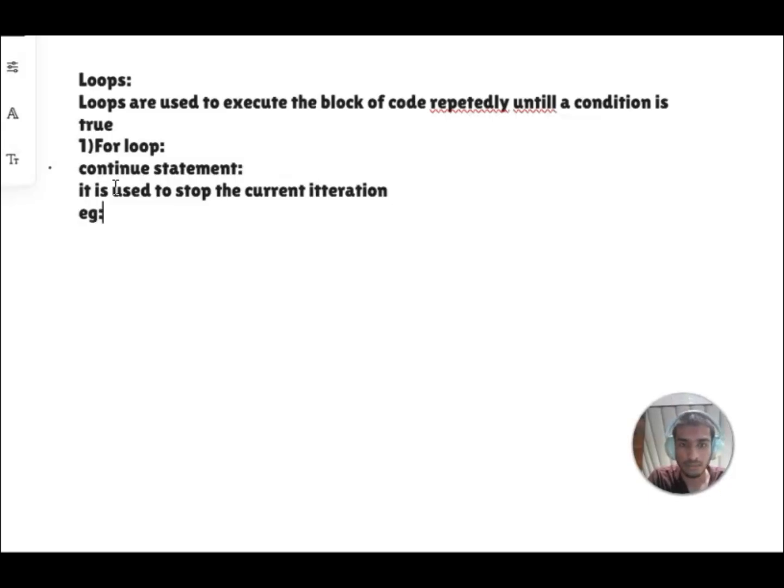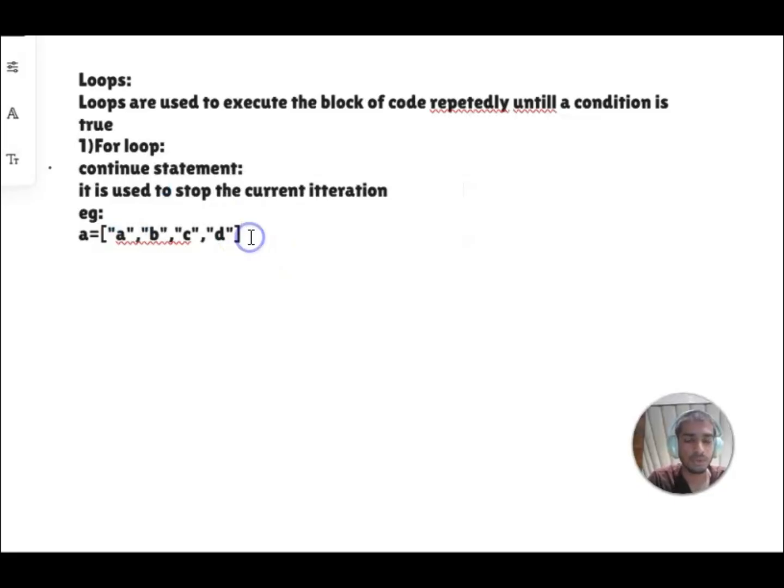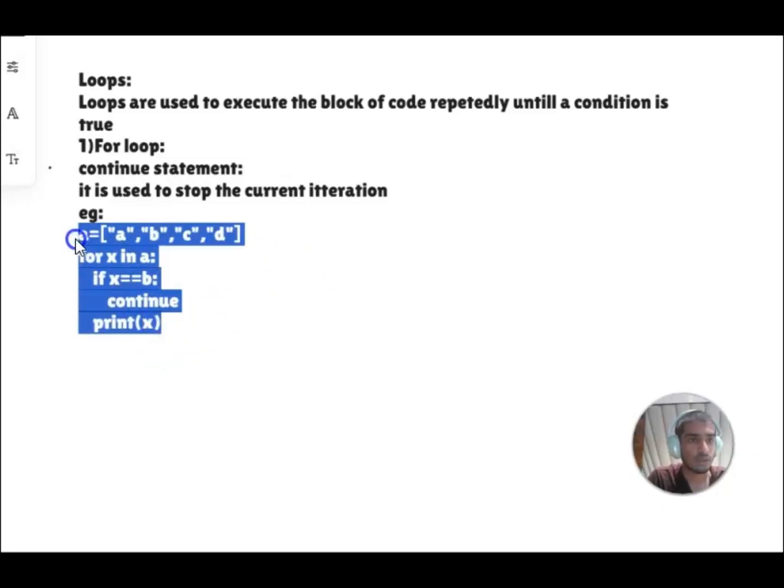Now let's see with an example. Let's take a list again, a similar list. We want to print all of the items, and the only item we do not want to print is b. You can use the continue statement here. Let's take x, if x is b, continue. Now print the x. Let's try it in VS Code once and I will explain it.